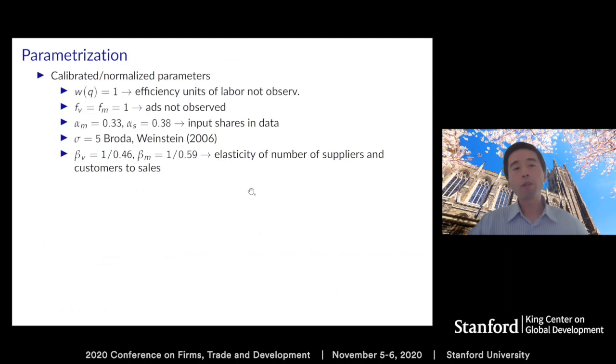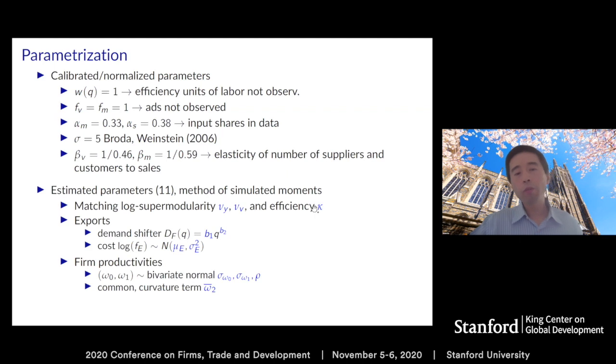Okay, so for estimation, there are a few parameters that we don't need to estimate directly, including the input shares, which come from the aggregate data. These are the manufacturing inputs, and there are some service inputs. As I already mentioned, the elasticity of the number of suppliers with respect to customer sales directly gives us the search cost parameter from our reduced form. So far we've been setting sigma to a relatively standard high value from the broad range, but here we can do some robustness.